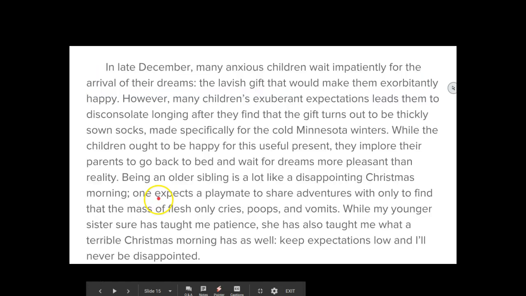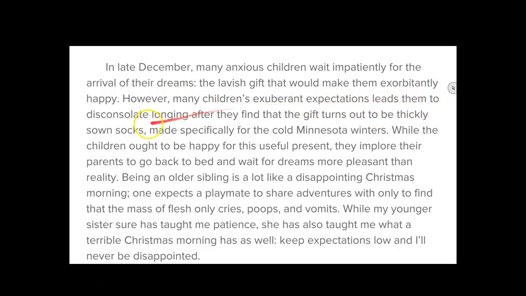And then I do believe this is the last one. Yep. So here's the last one. In late December, many anxious children wait impatiently for the arrival of their dreams, the lavish gift that would make them exorbitantly happy. However, many children's exuberant expectations lead them to disconsolate longing after they find that the gift turns out to be thickly sewn socks made specifically for the cold Minnesota winters. While the children ought to be happy for this useful present, they implore their parents to go back to bed and wait for dreams more pleasant than reality.